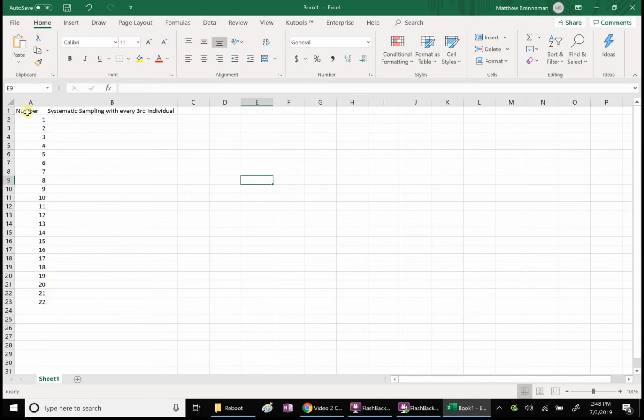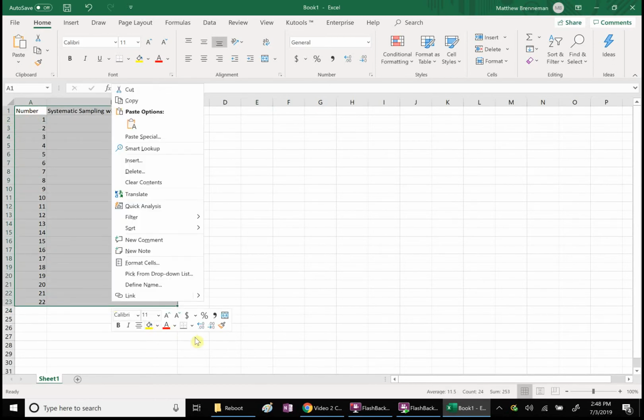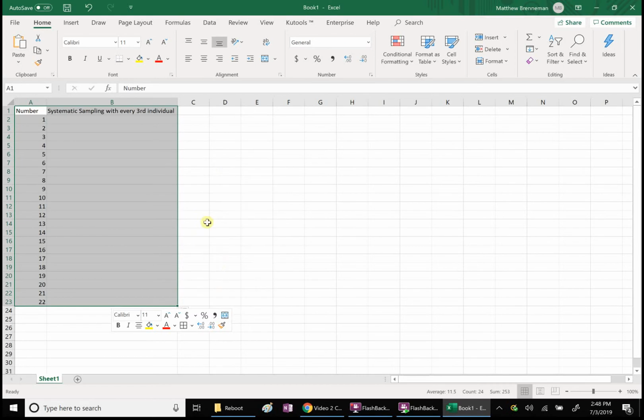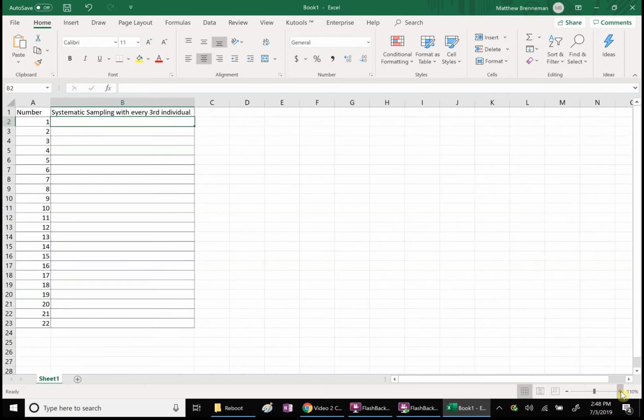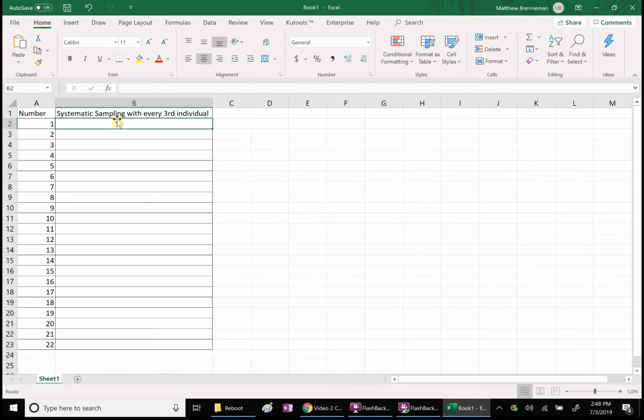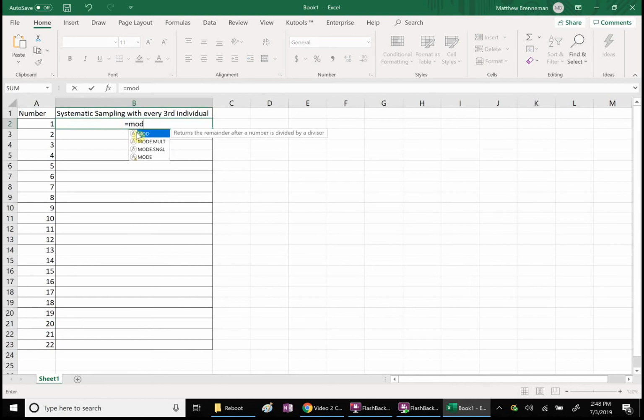So let's go ahead and look at this situation. I'm going to have a hypothetical population of 22 people, and I want to choose every third person. To do that, we're going to use this Excel command called mod. The mod command takes any positive integer, so this is the integer that I want, and it expresses the remainder after we divide by some other positive integer.